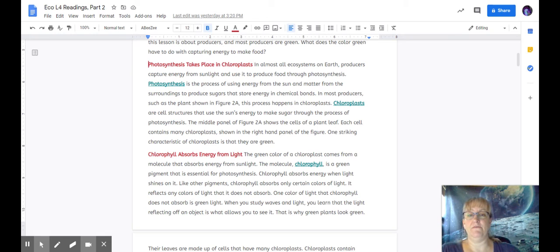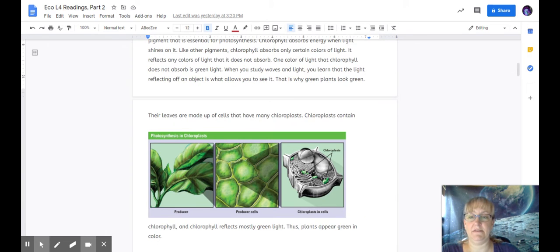The middle panel in figure 2a shows the cells of a plant leaf. Each cell has many chloroplasts, shown in the right panel of the figure. One striking characteristic of chloroplasts is that they are green. So I'm going to scroll down here so we can look at these.